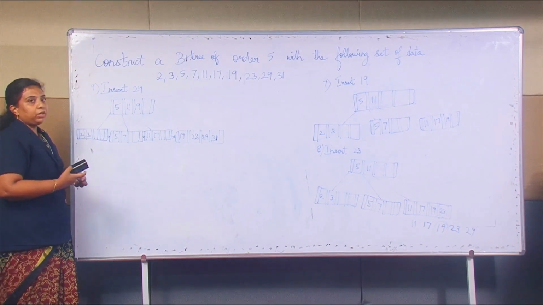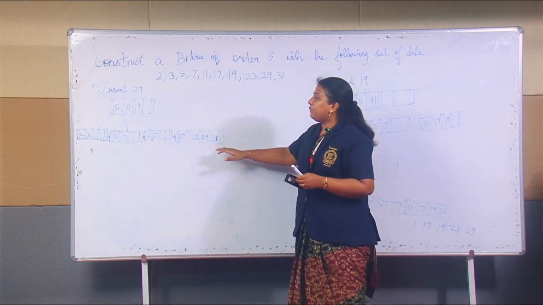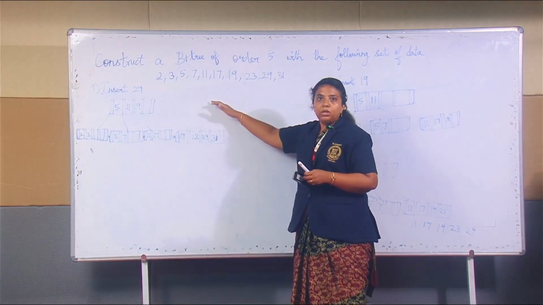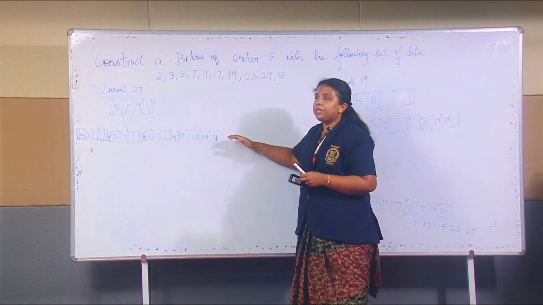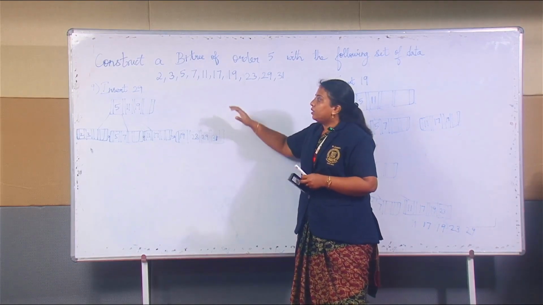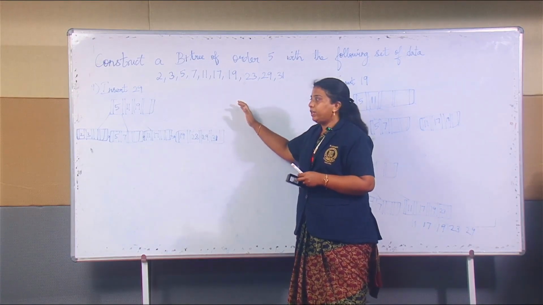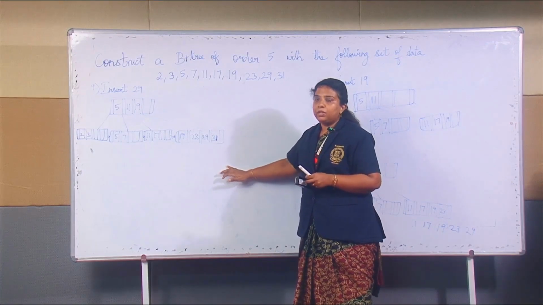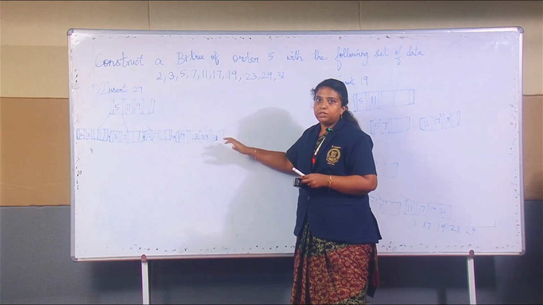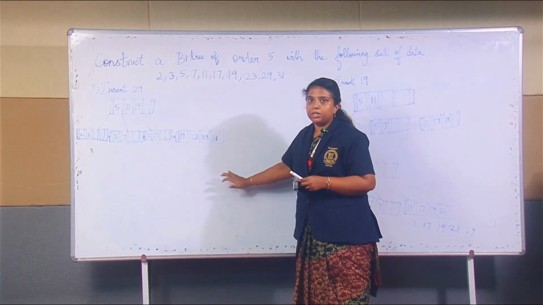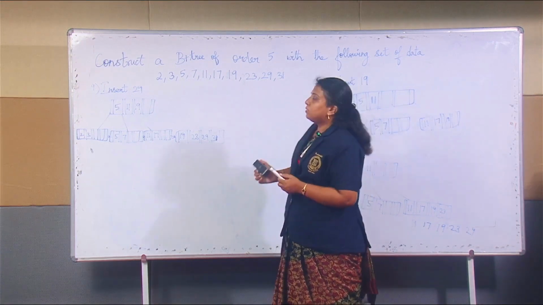One more important thing is, when you repeat the element in the leaf node, if the element is there in the root node, you need not repeat that value in the internal node. Just repeat it in the leaf node, that's enough. It should be there in the root node and the leaf node. That's very important. Okay, thank you.